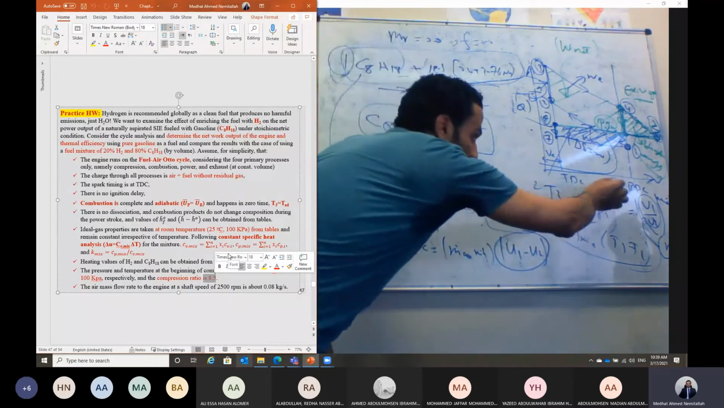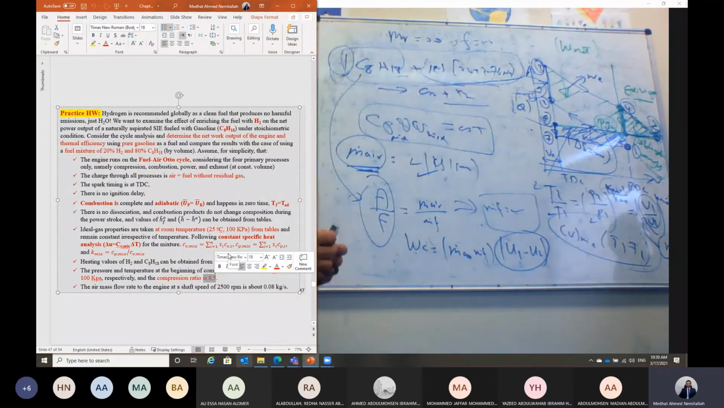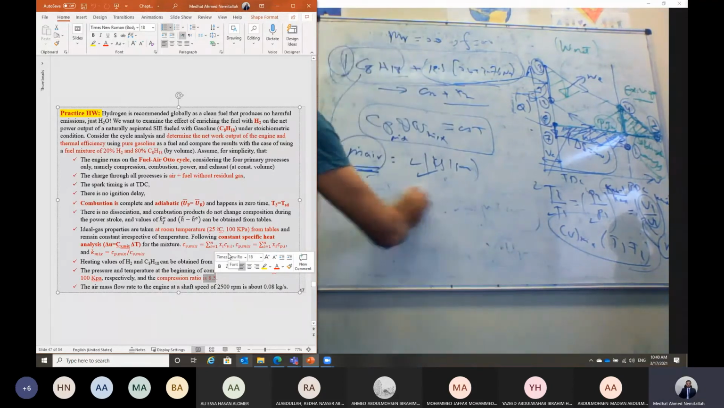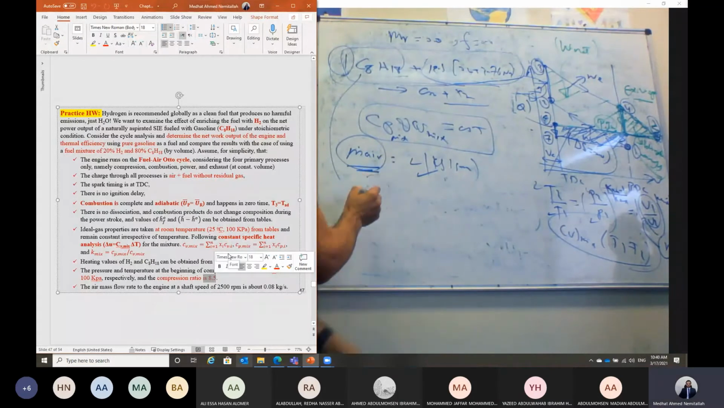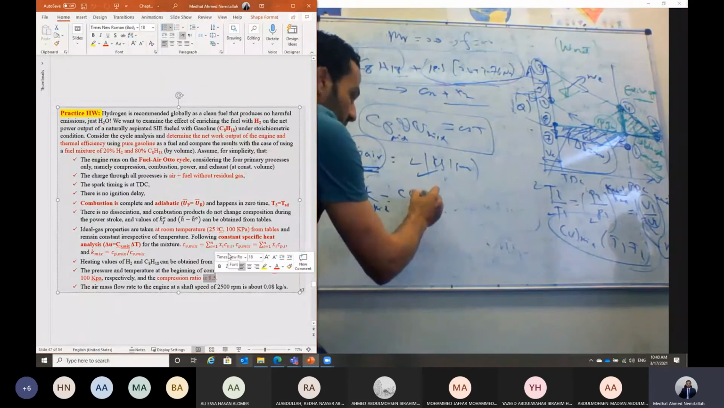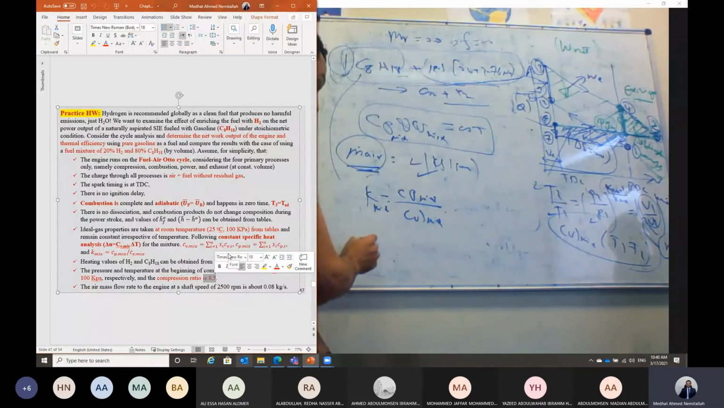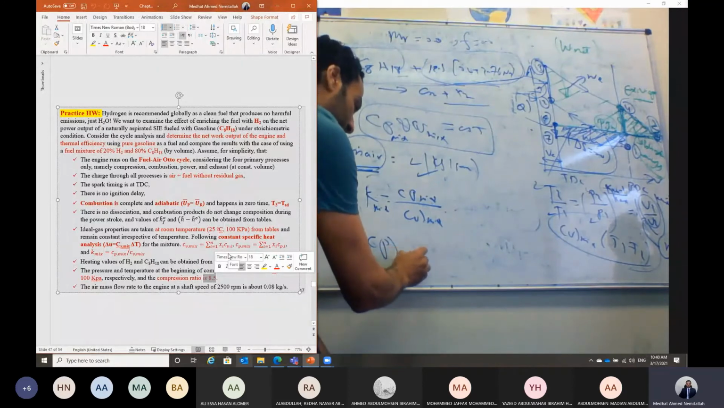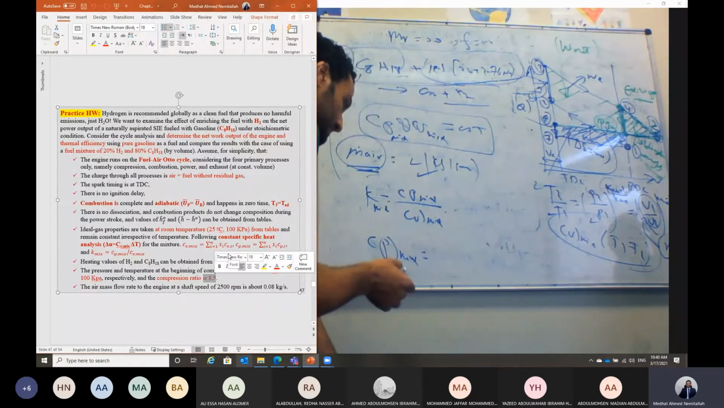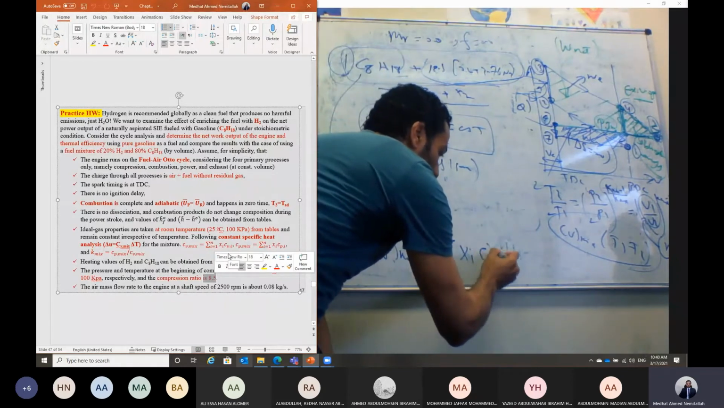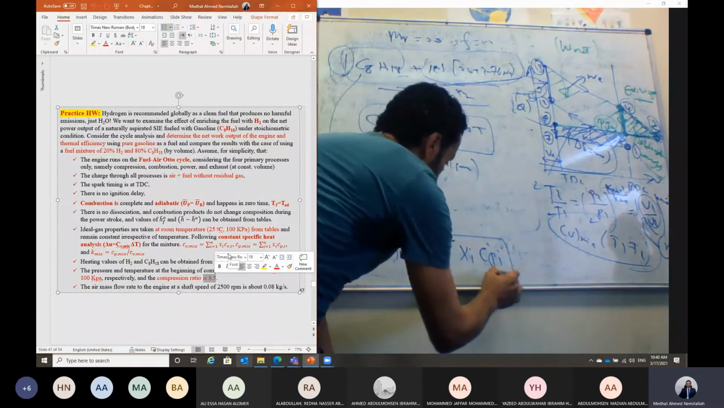But we need to calculate the value of k for the mixture. K for the mixture, which is the specific heat ratio, is equal to Cp for the mixture divided by Cv for the mixture. And Cp for the mixture, as we have learned from chapter 2 or 3, is equal to the summation of mass fraction multiplied by Cp of each component.